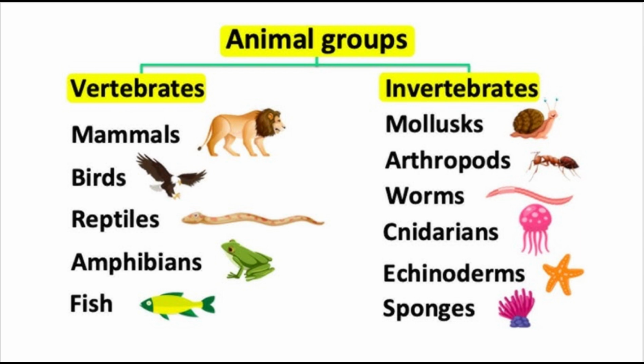Then we discussed that vertebrates are further divided into five groups: fishes, amphibians, reptiles, birds, and mammals. While invertebrates are divided into six groups: mollusks, arthropods, worms, cnidarians, echinoderms, and sponges. Getting? Okay, it was all about today. If you have any confusion in this topic, you may ask in the comment section. Let's go towards the next slide.